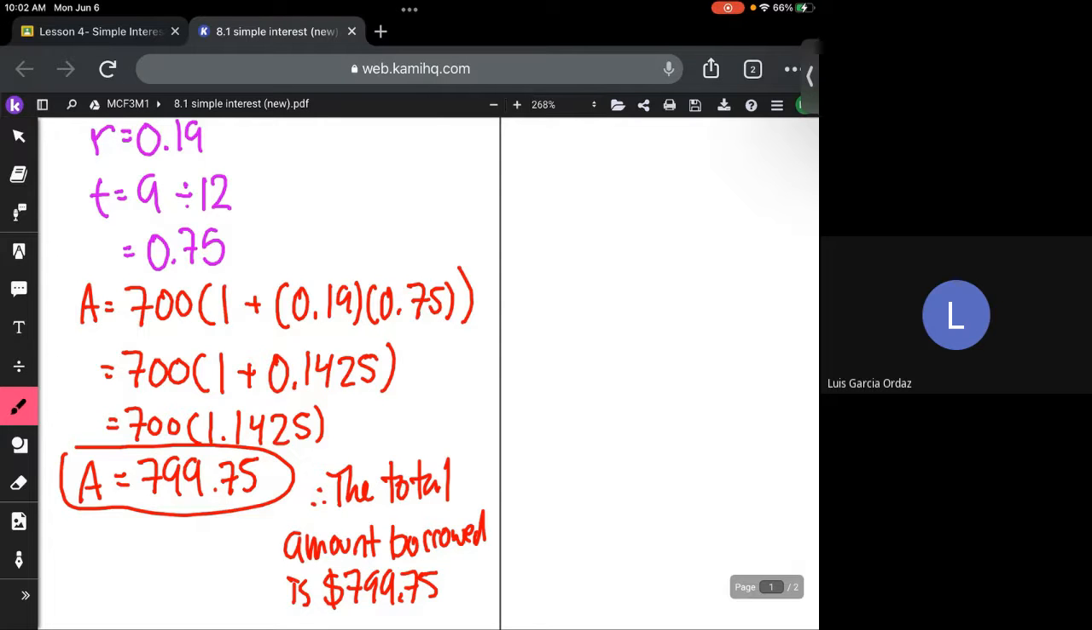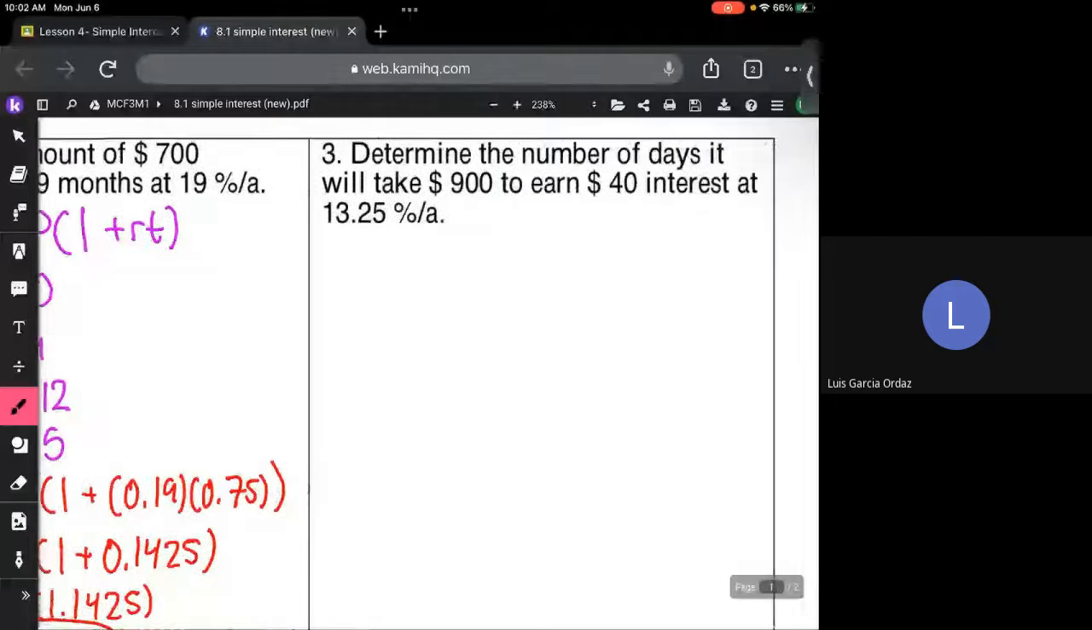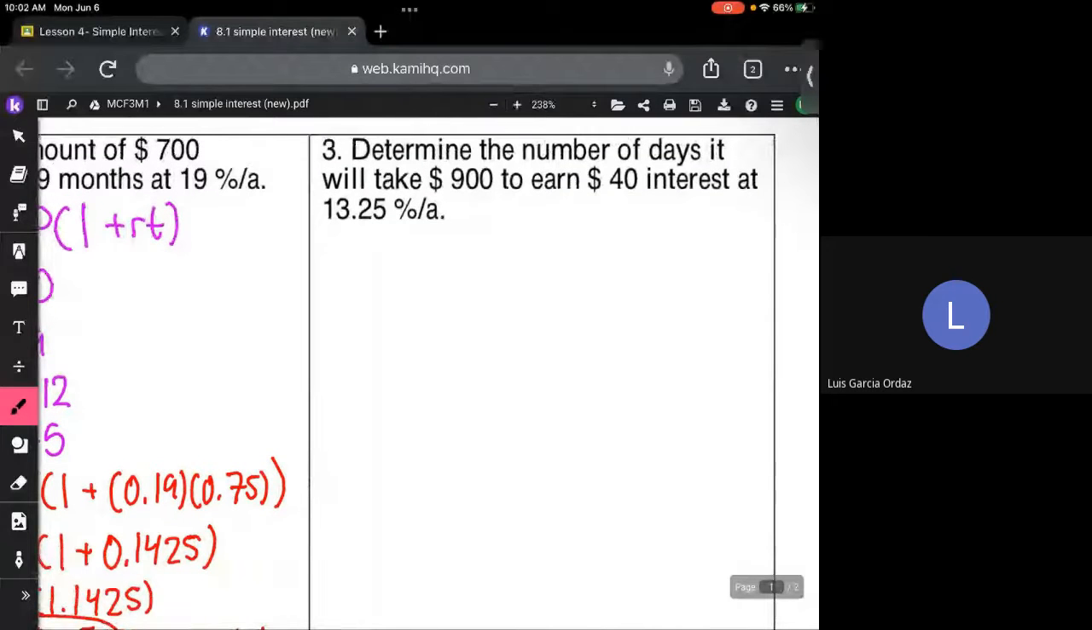Okay, so pretty easy. Simple stuff. Way easier than the other. Yep. So next one, I want to determine the number of days it will take $900 to earn $40 in interest at 13.25%. So I have my principal, I have the interest I earned, I have my rate. So we're going to use equation 1. Except which variable are we solving for this time? T.